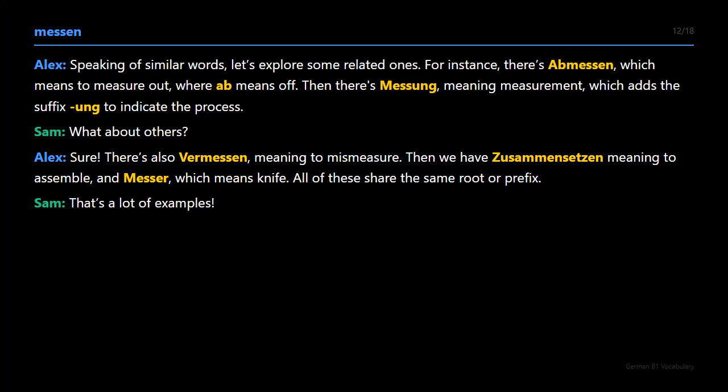What about others? Sure. There's also vermessen, meaning to mismeasure. Then we have zusammensetzen, meaning to assemble, and Messer, which means knife. All of these share the same root or prefix. That's a lot of examples.